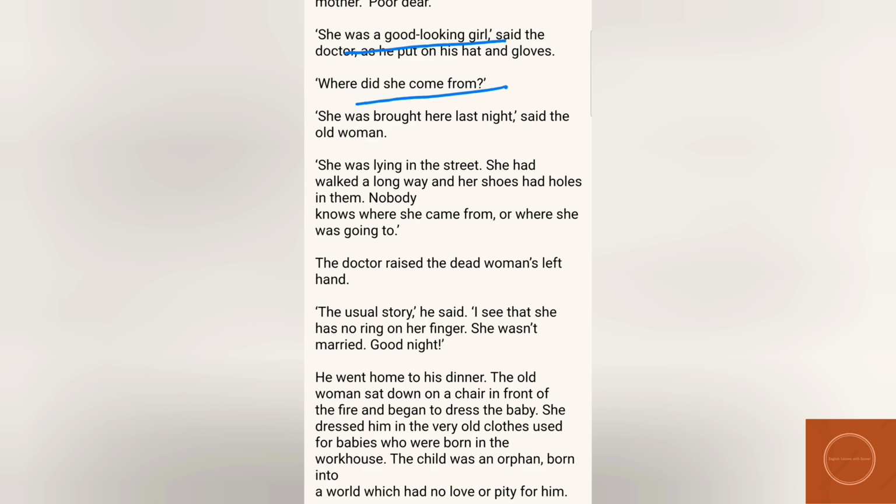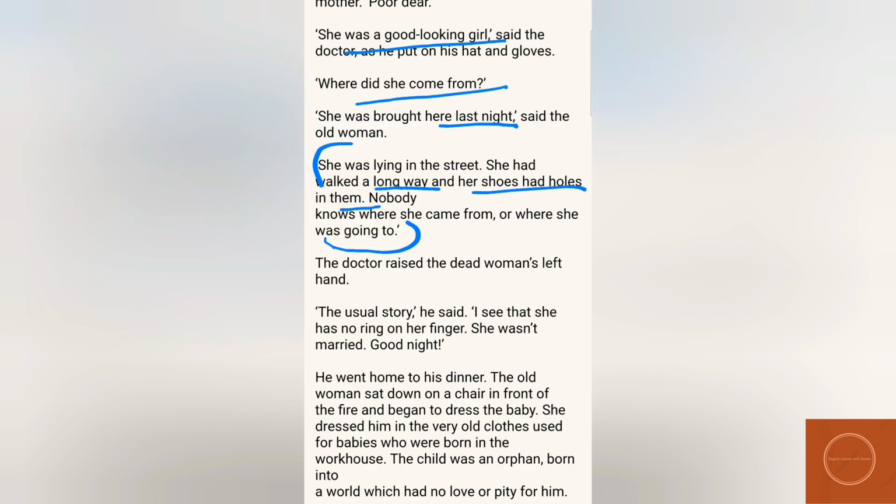These lines are also very important, and questions usually come from these lines, as they ask about the past of the woman, and all these things come from this main paragraph. From where did the woman come? She was just lying in the street and she was brought here the last night. And the old woman told that it seemed like she had walked a long way. They estimated that she had walked a long way because her shoes had holes in them.